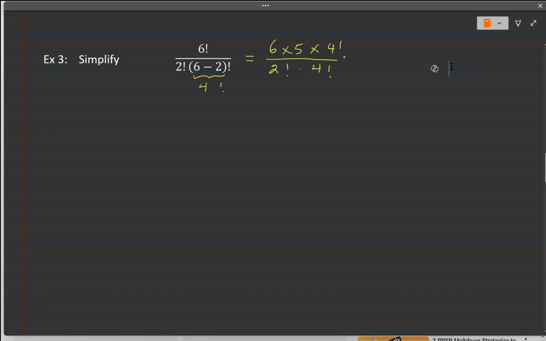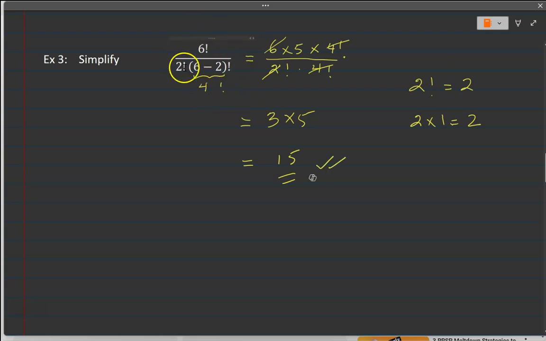So now we can look at common factors for the first step, and this is 4 factorial divided by 4 factorial, and 2 factorial is 2, by the way, right? So 2 factorial is equal to 2 because that's 2 times 1, which is equal to 2. So in here we just can say 6 divided by 2, that's 3, so that would be 3 times 5, and that would be 15. That's your final answer to simplify this factorial expression. All right, so let's move on to the next one, the last question.